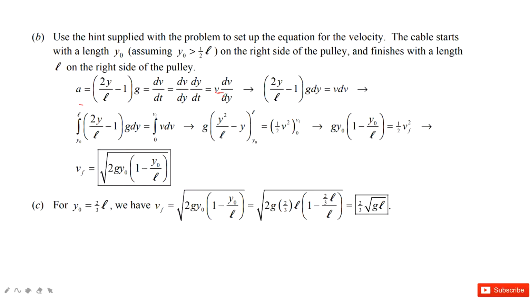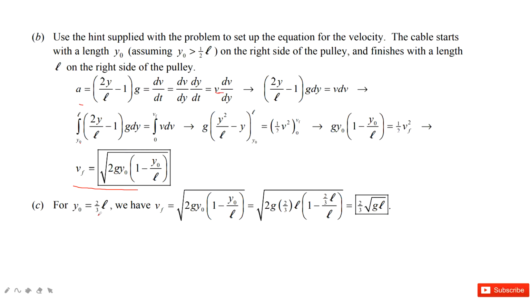And you can see, on these two sides, we can write it as g times (2y divided by L minus 1). And then we put dy on this side, and then v times dv, right? And then we can do the integral on both sides. The initial velocity is 0 and the final velocity is vf; the initial y is y0, and the final is L, because the cable totally falls on this side. Y becomes L, and then we do the integral, and we find the final velocity, this one.